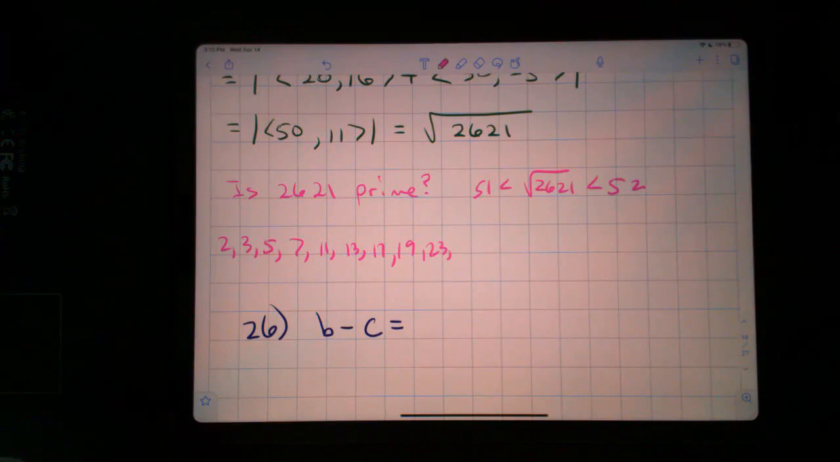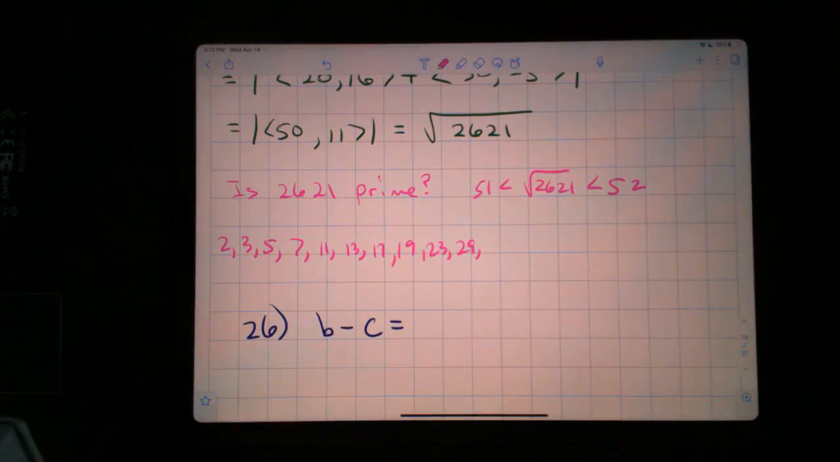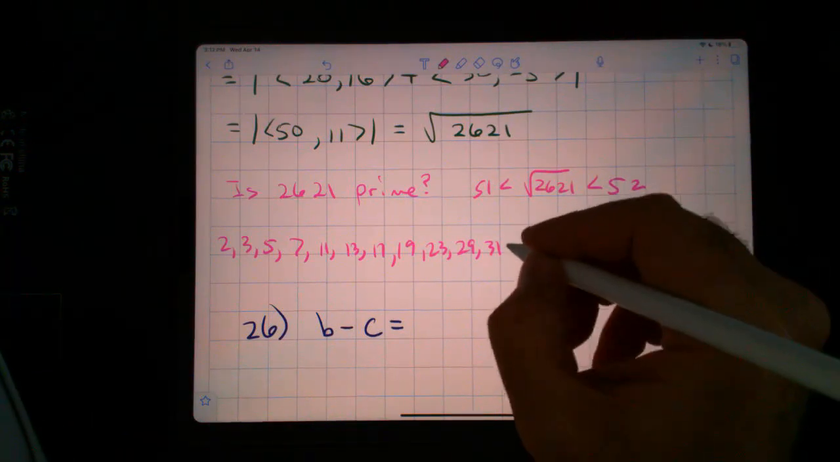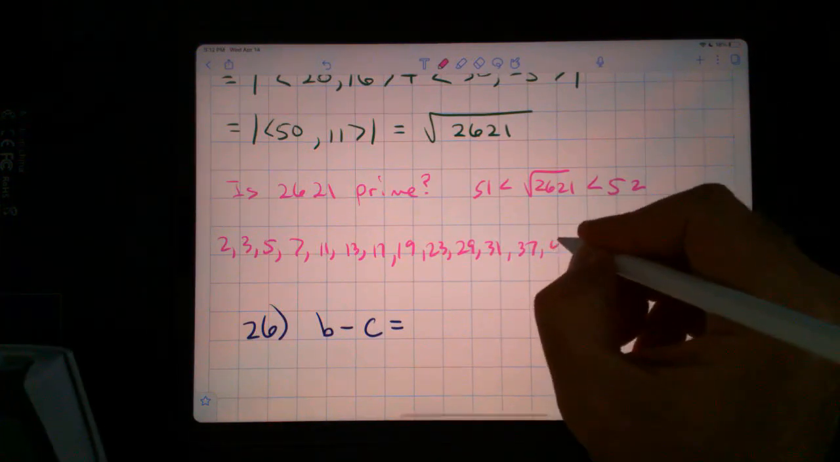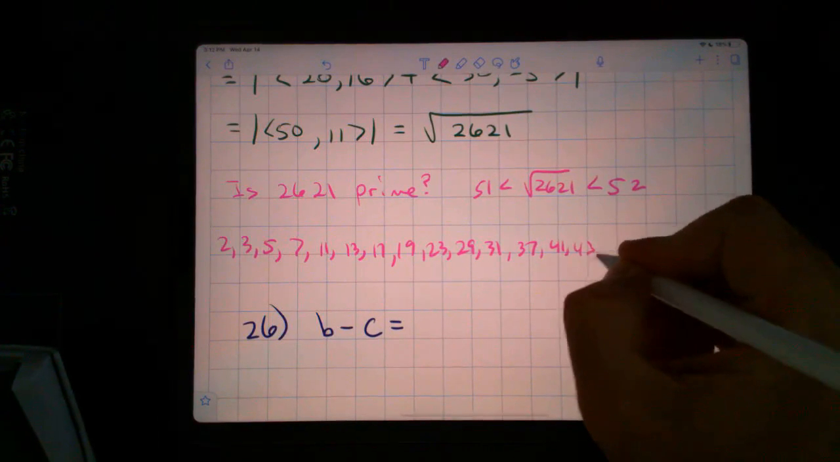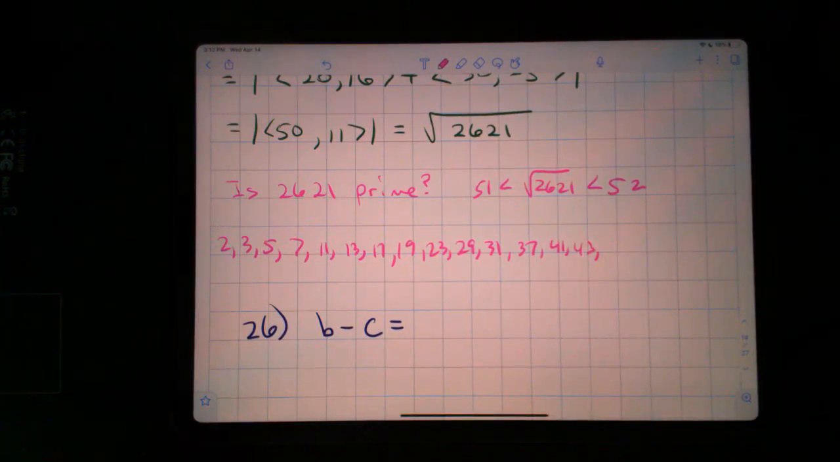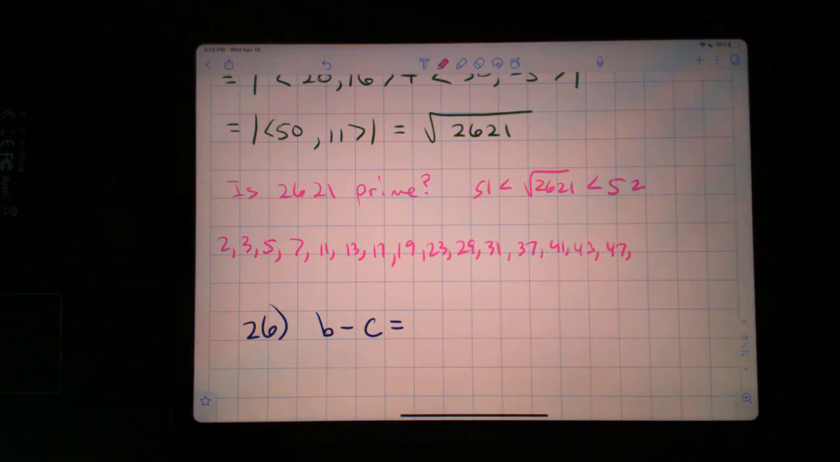not 29, not 31, not 37, not 41, not 43, not 47. Look at that, 2621 is a prime number.